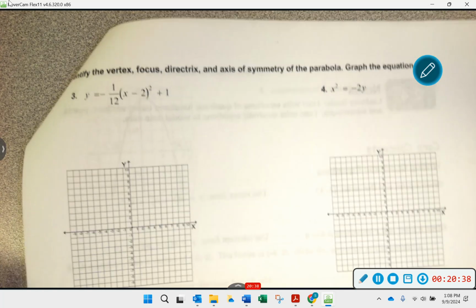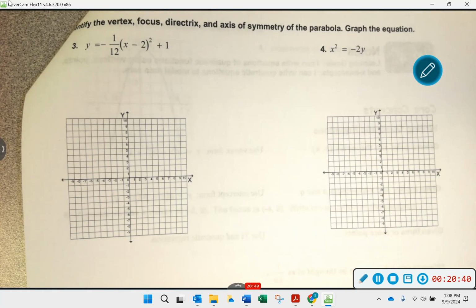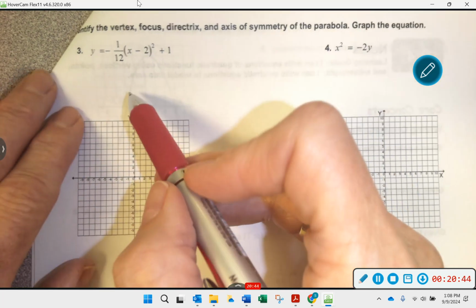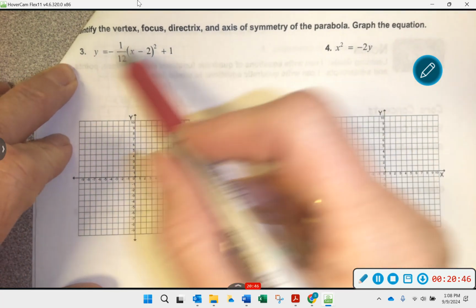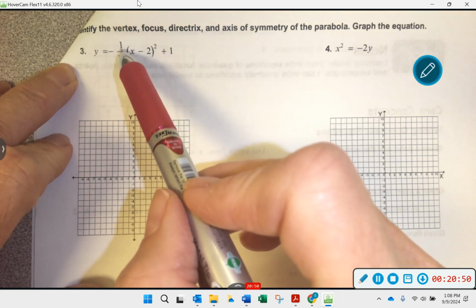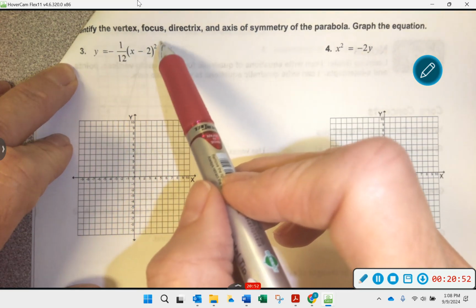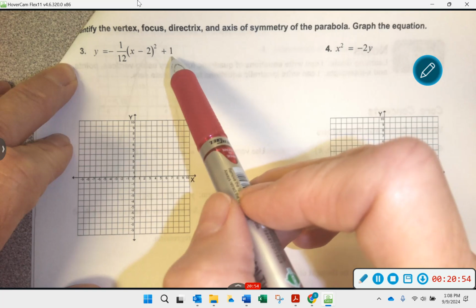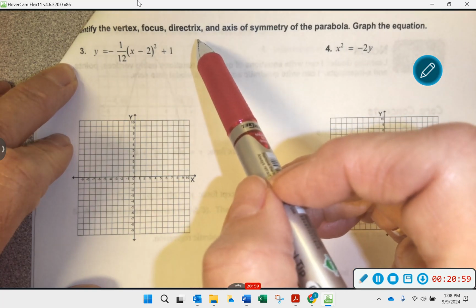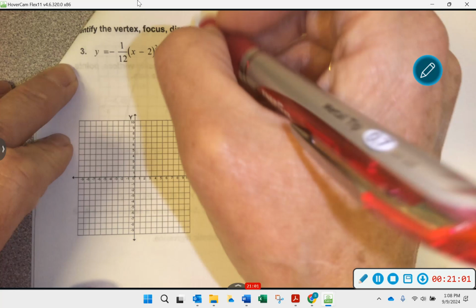All right, guys. We're going to do 2 more problems, 3 and 5. Check out number 3. We got to find it all. Y equals negative 1/12 (x minus 2) squared plus 1. First of all, make a decision. Which way is it opening? Up, down, left, right? Down is correct.